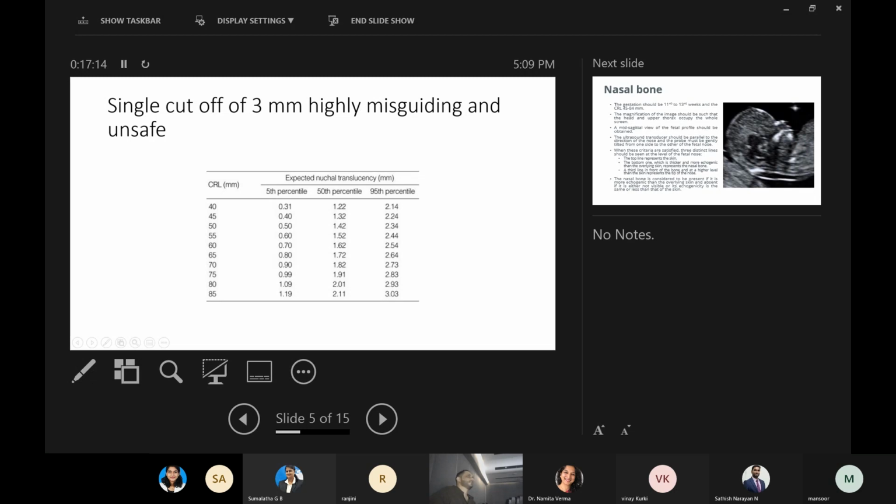So better check with the percentile chart where the CRL and what the NT should be. And nowadays, no need to even check these charts and all. Just use the online calculator. For example, the FMF calculator, just put CRL and NT, it will show you what percentile your NT is.